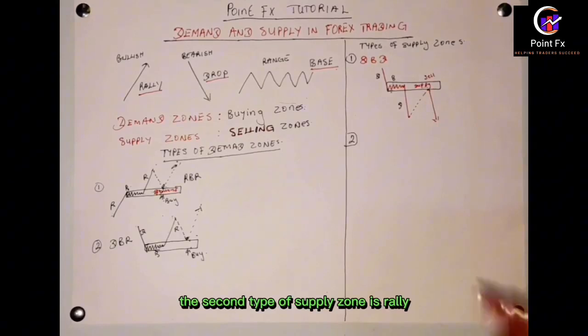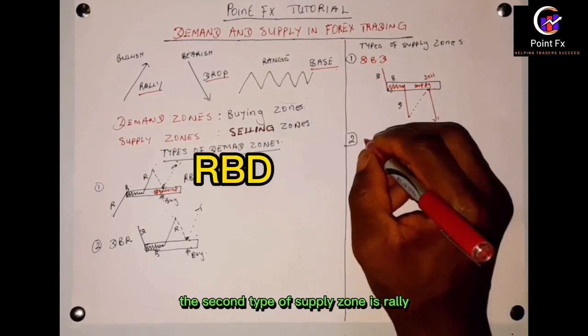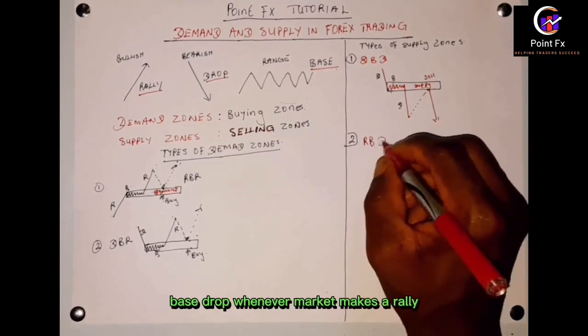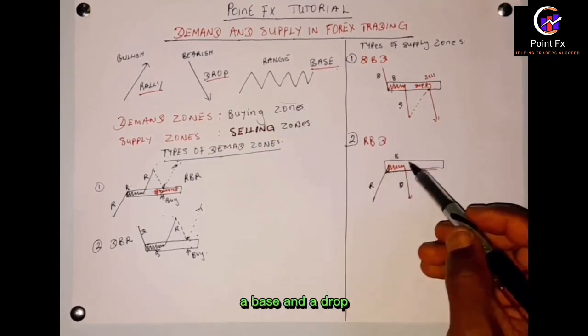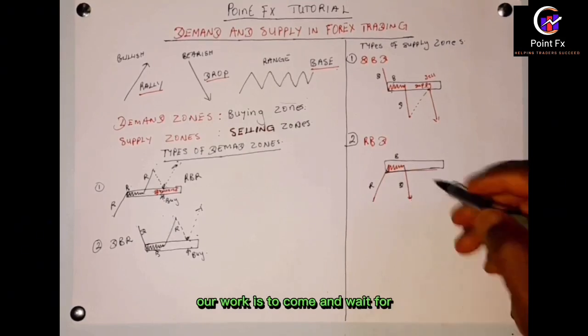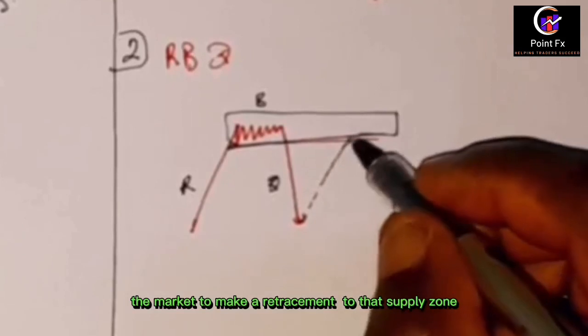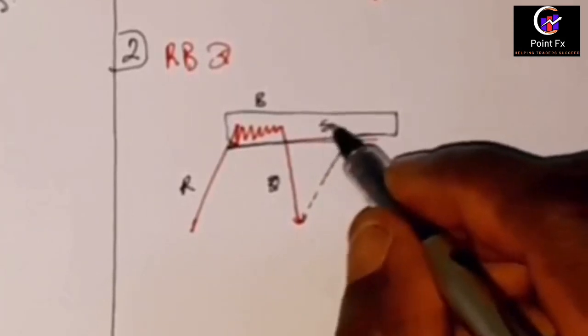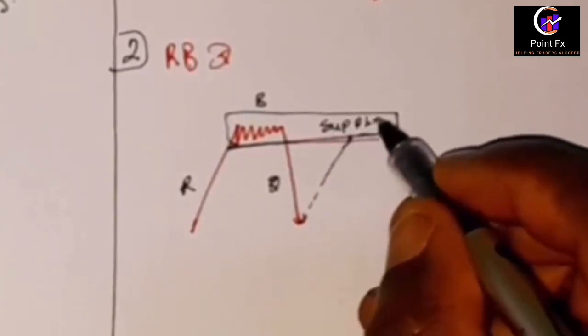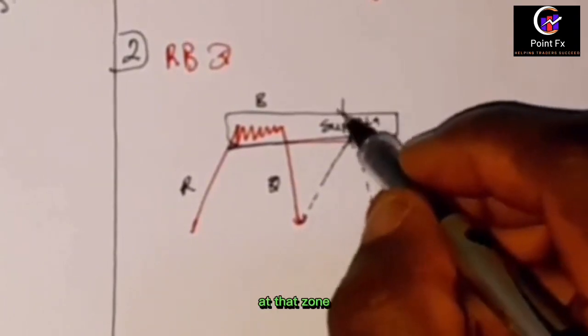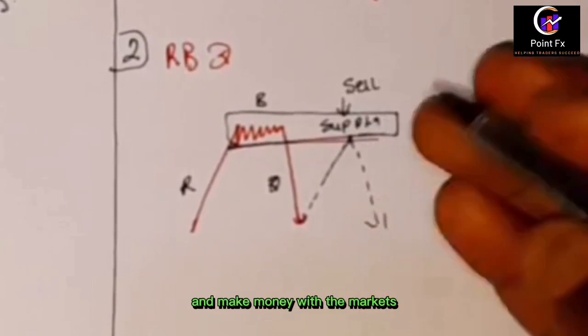The second type of supply zone is rally, base, drop. Whenever the market makes a rally, a base, and a drop, our work is to wait for the market to make a retracement to that supply zone, so that we initiate our sell order at that zone and make money with the market.